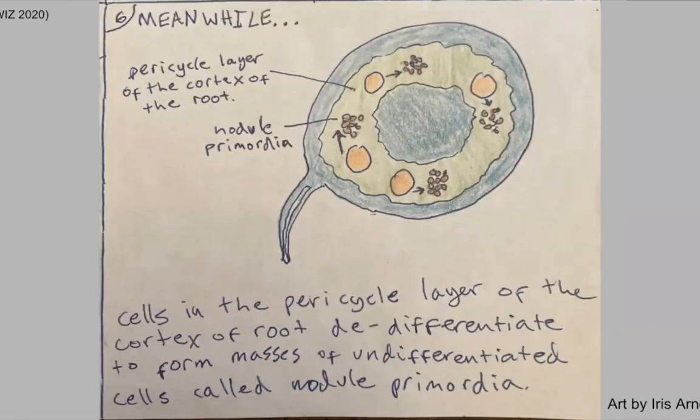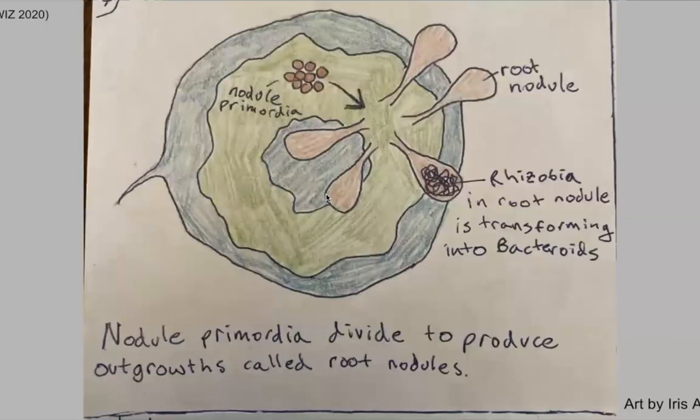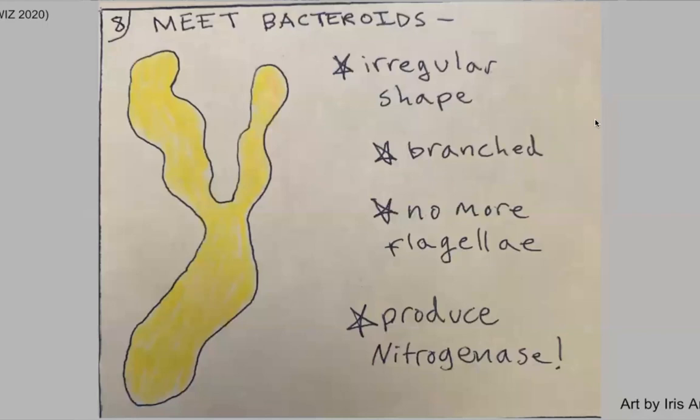Spontaneously, the cells of the pericycle layer of the cortex of the root become dedifferentiated, which leads to the formation of masses of undifferentiated cells called nodule primordia. The nodule primordia divide to produce outgrowths called root nodules. The Rhizobia in the root nodule cells undergo physiological and structural transformation and are now called bacteroids. So the bacteroids are irregular shaped, non-flagellated, branched, and non-dividing forms of Rhizobium. They produce the enzyme nitrogenase.